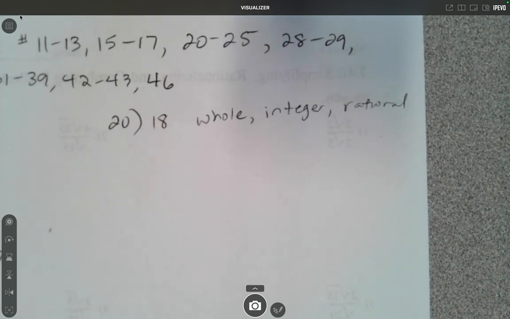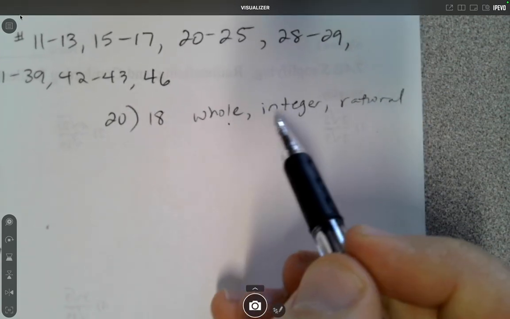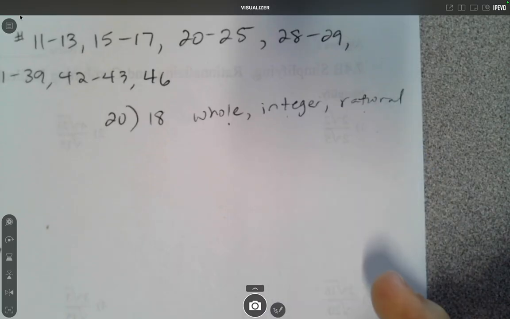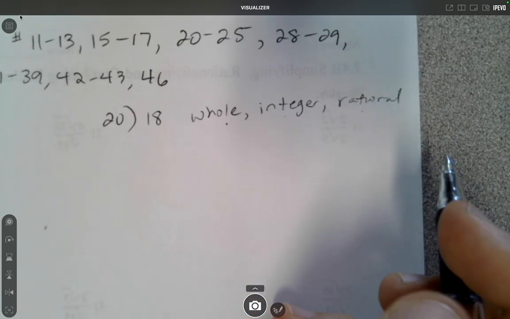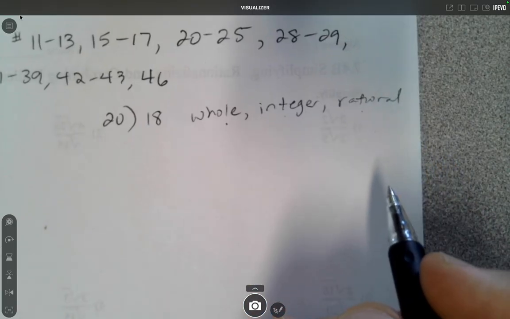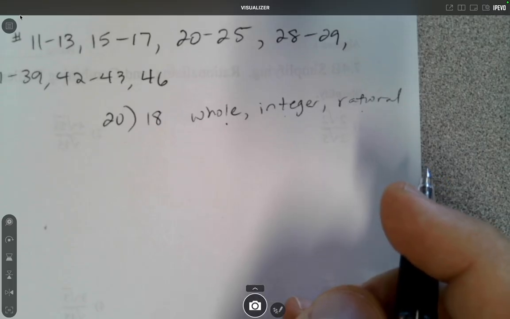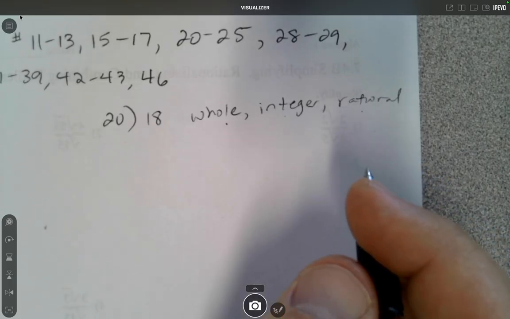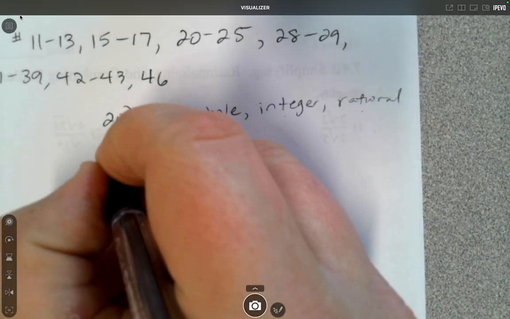And I will have them listed, like I'll have whole, integer, rational, and irrational listed for you on the quiz, just like it is in the instructions in the book for this. So I'll have those listed for you. You'll just have to know what they mean.